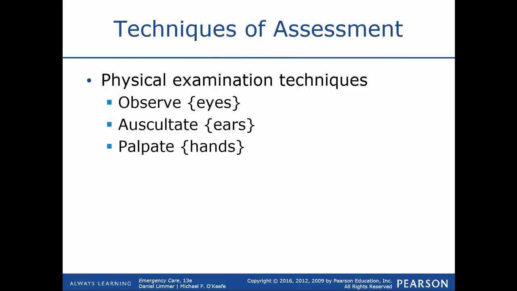Throughout our assessment, we're going to use 3 different components to perform the hands-on assessment, and that includes our eyes to observe, our ears to auscultate or listen, and our hands to palpate. Now, when I said hands-on, I included eyes and ears in this case, because we're truly engaged in assessing the patient's physical presence and all of the things that are sticking out as far as how they're acting, what their overall condition is going to be.